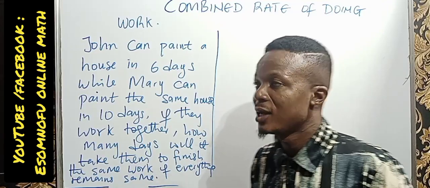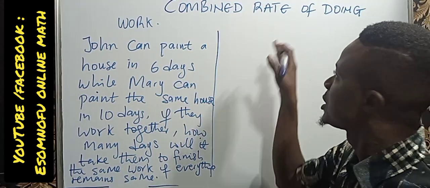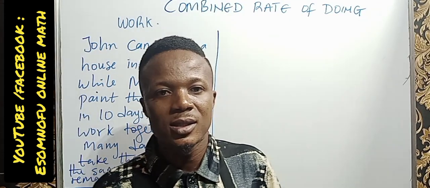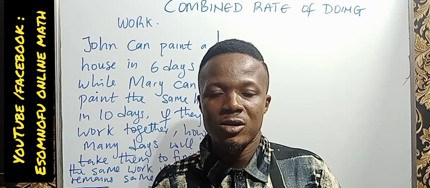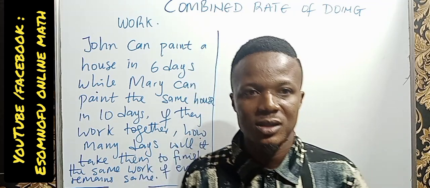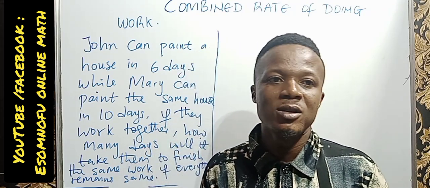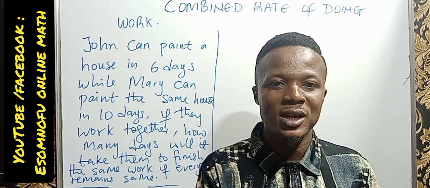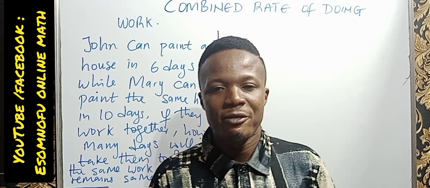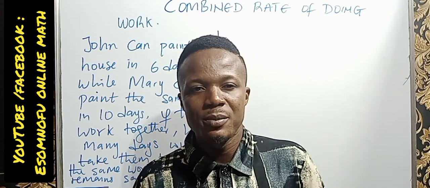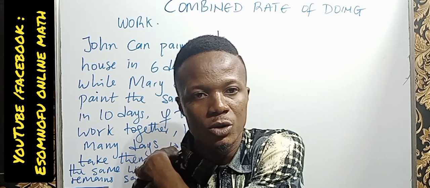So the topic at hand is called combined rate of doing work. Every person does work at his or her own pace, in his or her own rate. Now when you try to combine two individuals that perform or do work at different rates, you will see it becomes a different thing altogether.